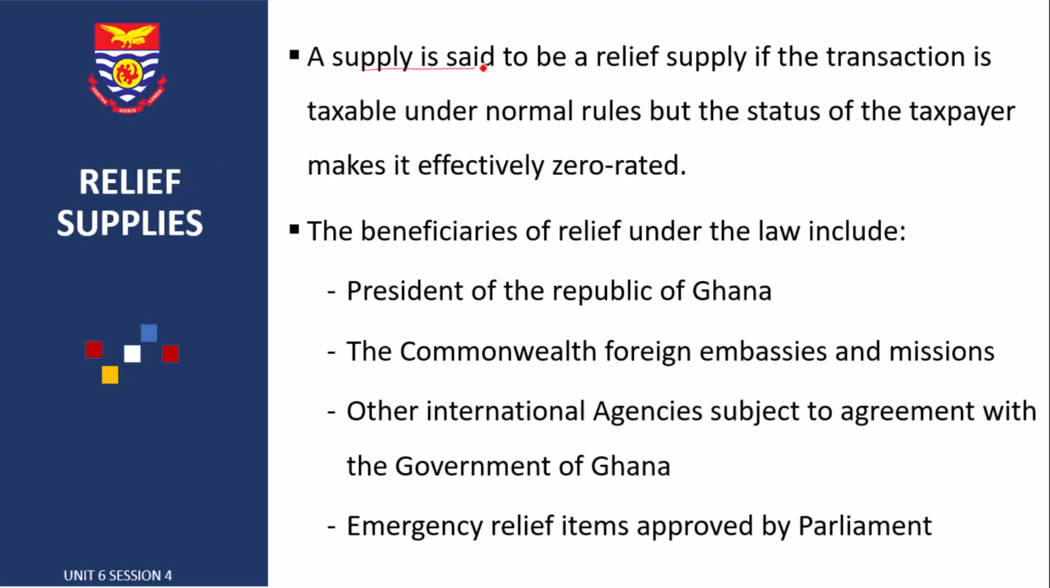A supply is said to be a relief supply if the transaction is taxable under the normal rules, but the status of the taxpayer makes it effectively zero-rated. The beneficiaries of relief under the law include the President of the Republic of Ghana, Commonwealth foreign embassies and missions, other international agencies subject to agreement with the Government of Ghana, and lastly, emergency relief items approved by Parliament.